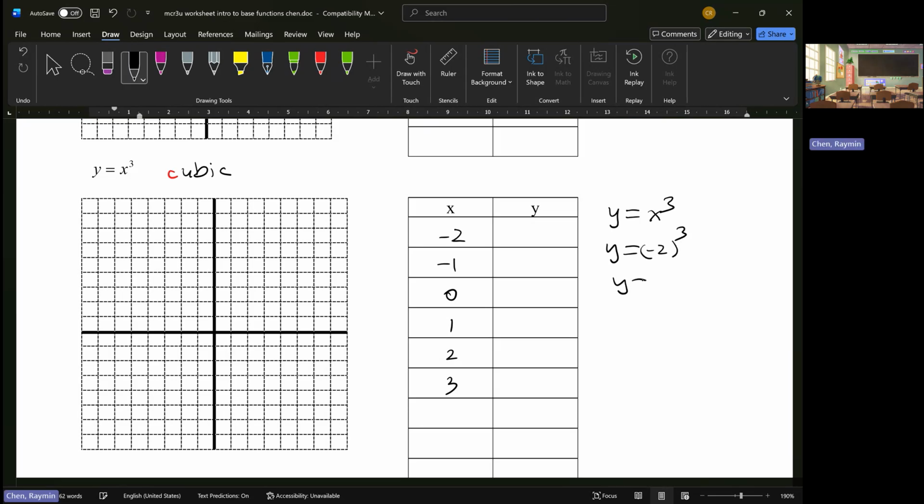what do we get? We get -8, -1, 0, 1, 8, 27. What is this going to look like? It's going to look skewed, and hopefully I can fit this in. That's -2, -8. That's -1, -1, 0, 0, 1, 1, and 2, 8.